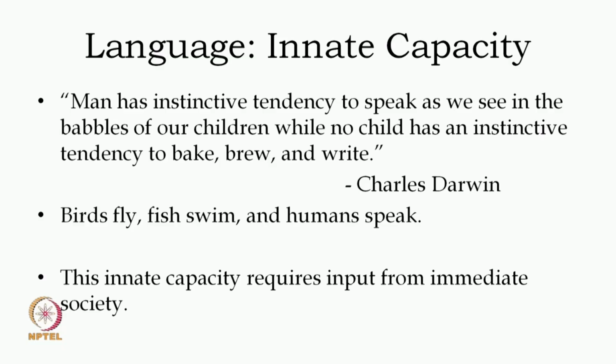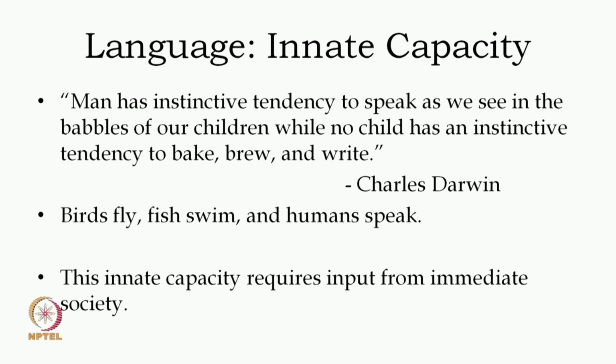In simpler terms, to understand the complexity of the system of language, we can quote something from Charles Darwin, which says, man has an intrinsic tendency to speak, as we see in the babbles of our children, while no child has an intrinsic tendency to bake, brew and write. This is a very powerful commentary on language and also on language acquisition.